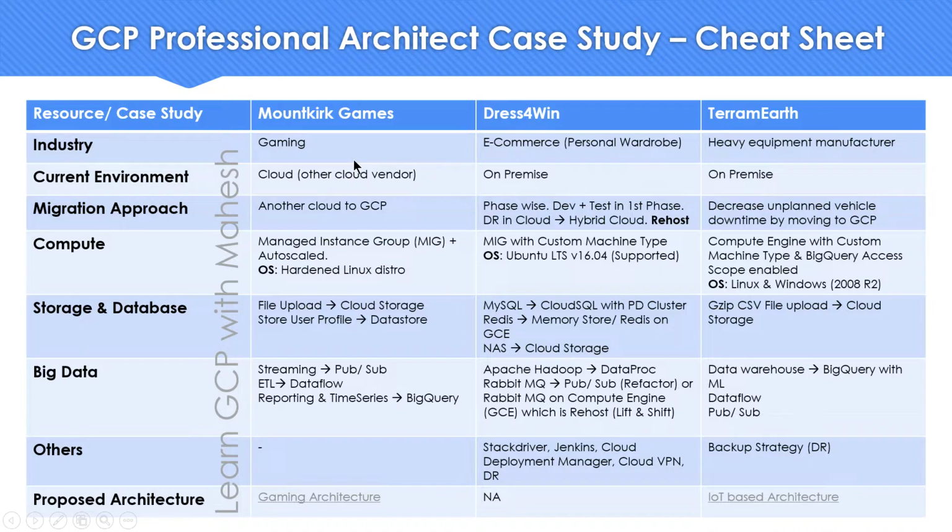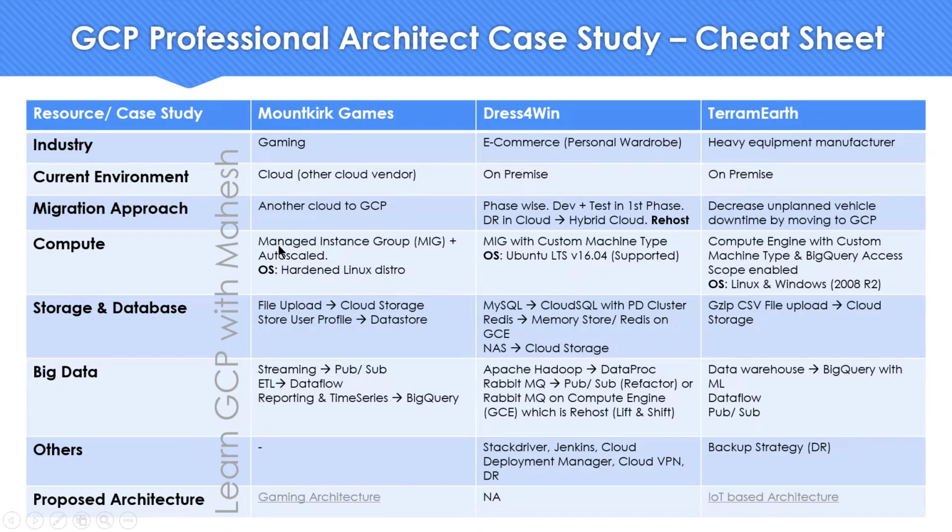So if you quickly see, Mount Creek is a gaming company who wants to build highly scalable gaming applications on cloud. They were previously on another cloud. Similarly, Reservoir Wind is an e-commerce website. They are currently on-premise. Scalability is an issue for them and they want to move to cloud. Therum Earths is a heavy equipment manufacturing organization. They don't have as such any issues. The only problem which they have is downtime. They want to reduce the downtime from 4 weeks to 1 week.